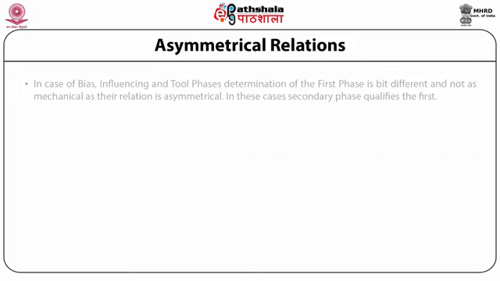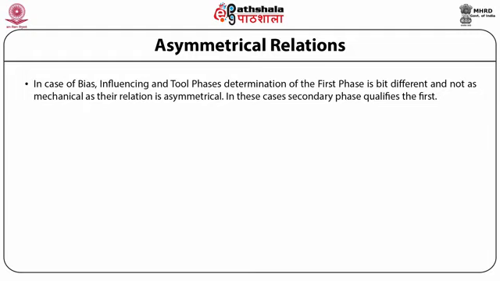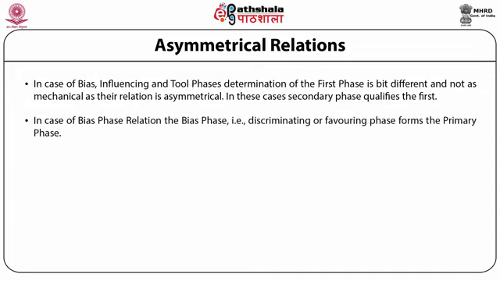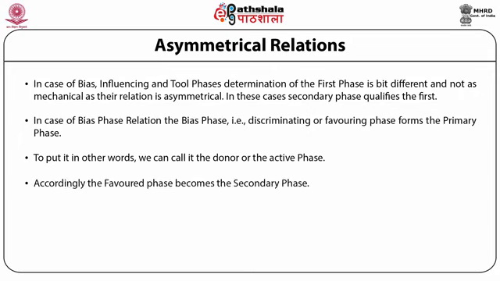Asymmetrical relations. In case of bias, influencing and tool phases, determination of the first phase is a bit different and not as mechanical, as the relation is asymmetrical. In these cases, the secondary phase qualifies the first. For example, in case of bias relation, the bias phase, the discriminating or favoring phase, forms the primary phase. To put it in other words, we can call it the donor or the active phase. Accordingly, the favored phase becomes the secondary phase.